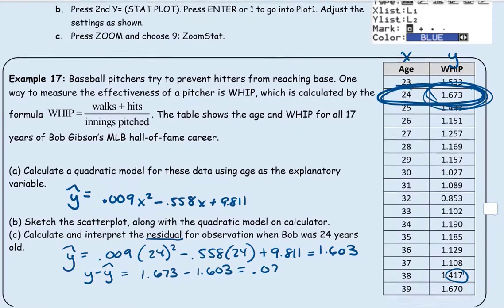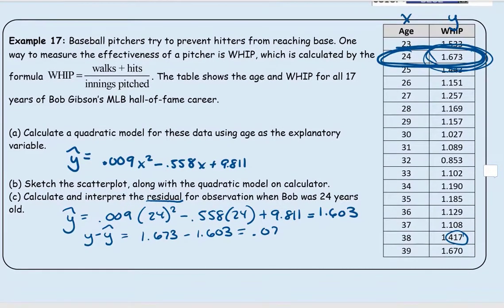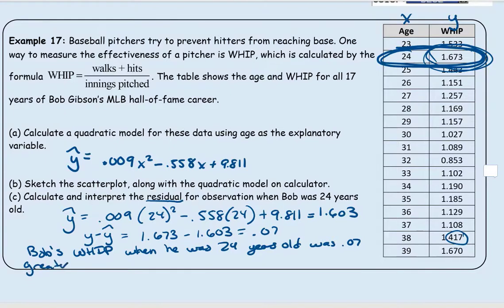So what does this mean? Because we need to interpret this. This means that Bob's WHIP when he was 24 years old was 0.07 greater than predicted by the quadratic model with x equal to age.